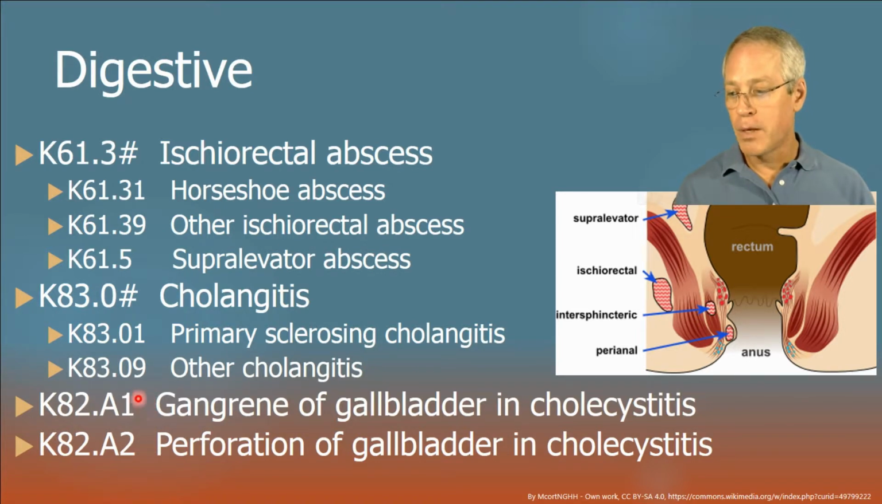Then a couple of, you might say, add-on codes to the cholecystitis with or without cholelithiasis: gangrene and perforation of the gallbladder with cholecystitis. So you wouldn't have gangrene or perforation without cholecystitis, so it's a bit redundant, but it does help to remind you that when you're coding the cholecystitis, if there's a complication like that gangrene or perforation, you can capture that with these additional codes.